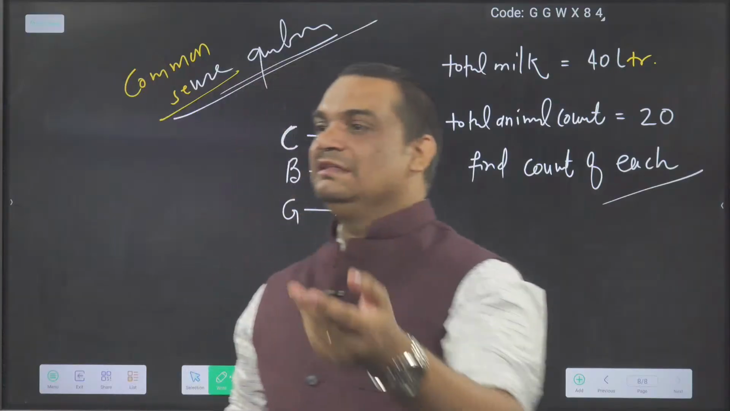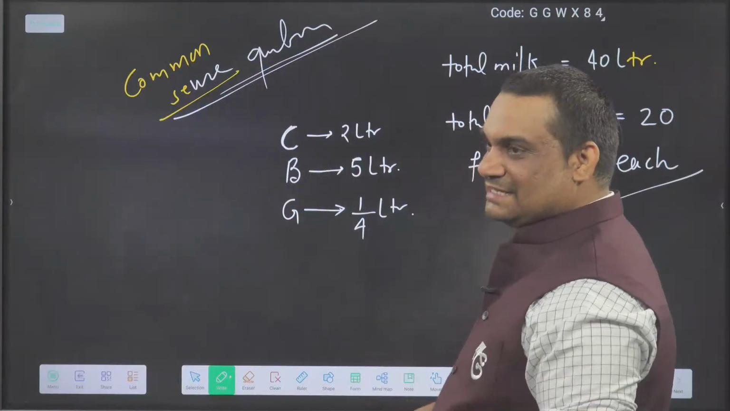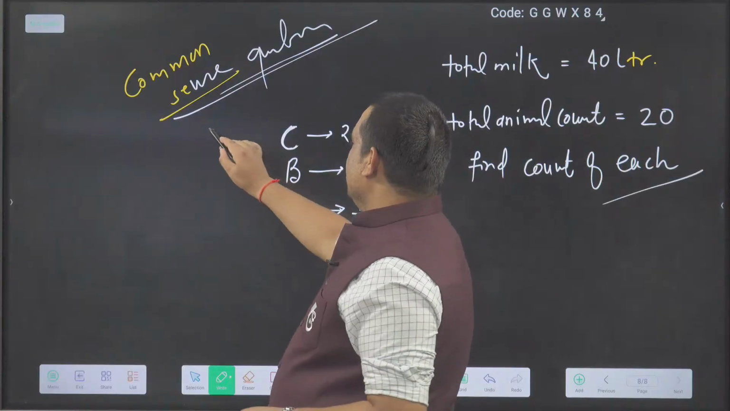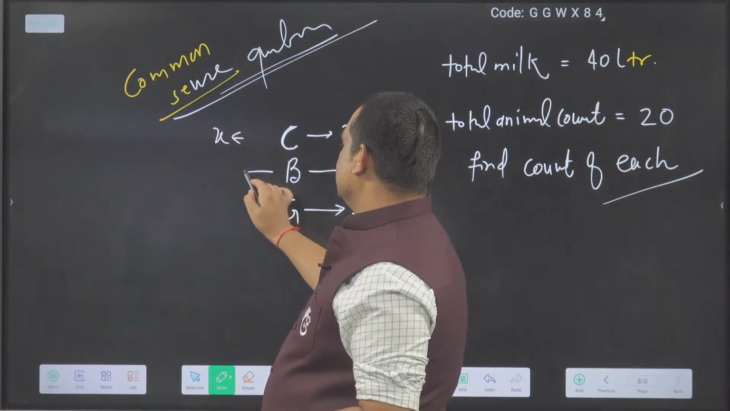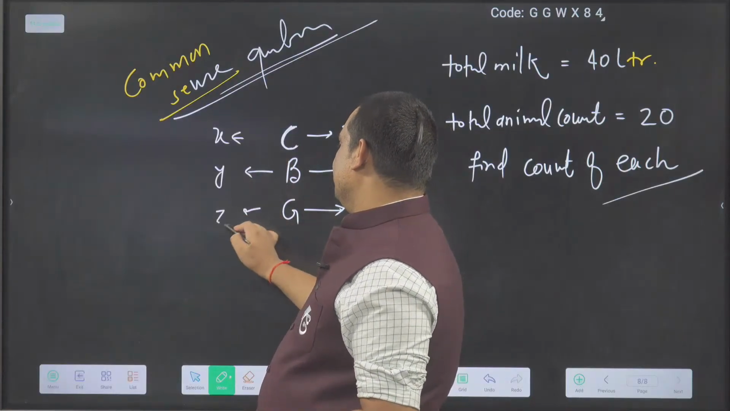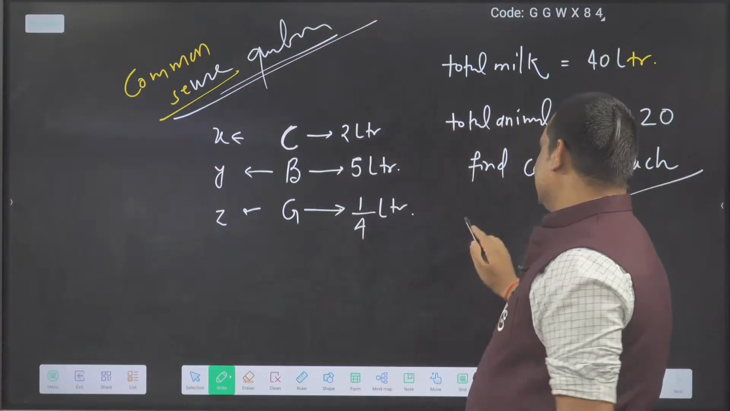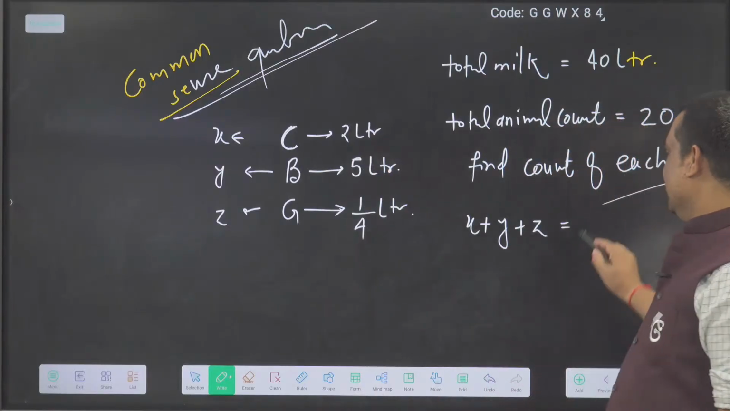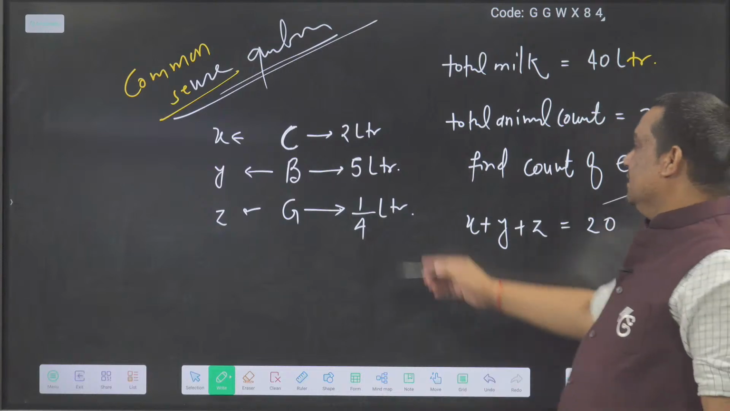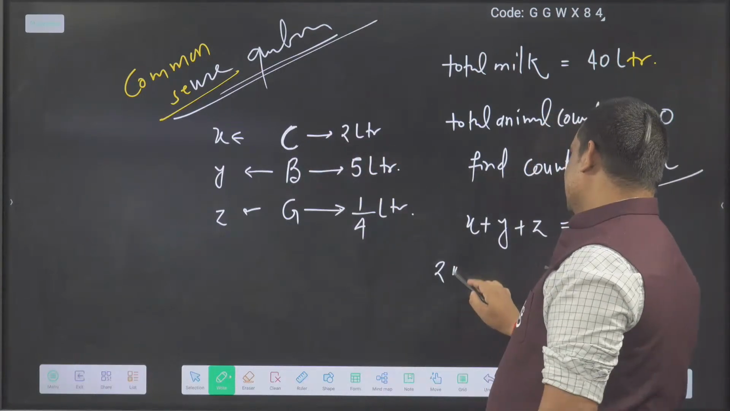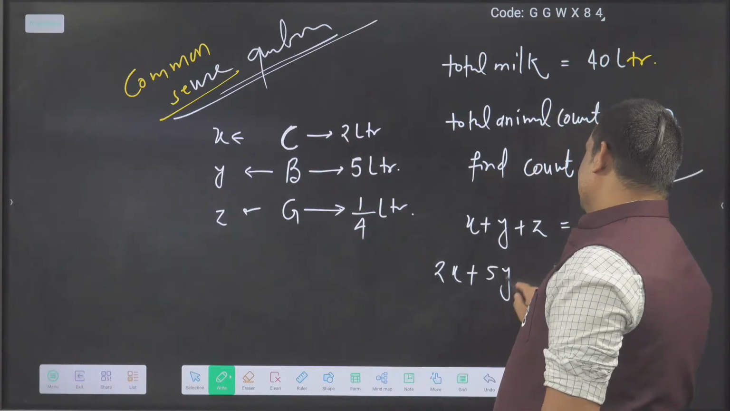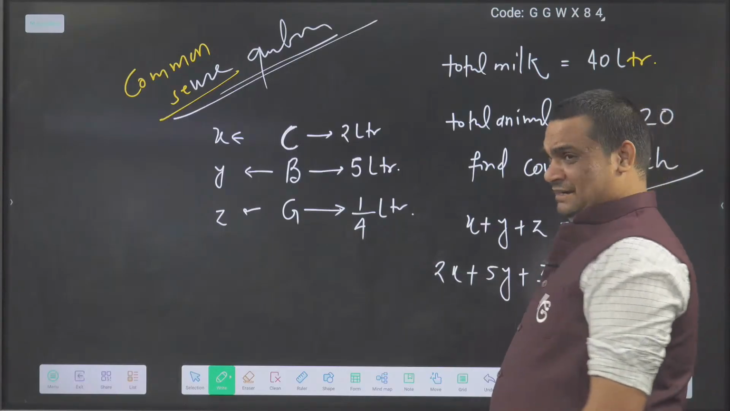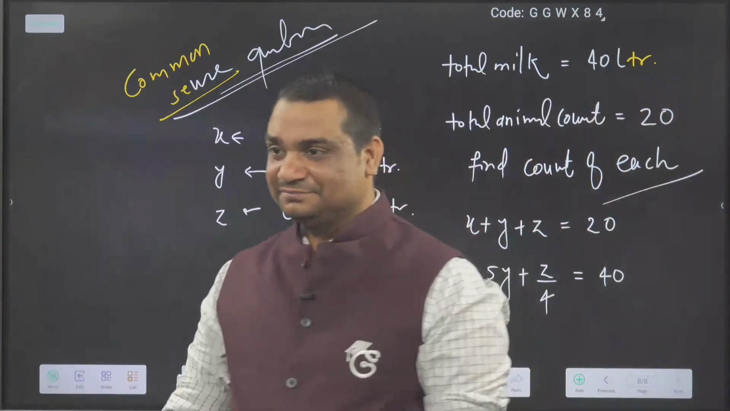If you want to solve this one mathematically, I'm not solving, I'm just saying here that if I assume this is x, this is y, and this is z number, you'll make two equations: x plus y plus z equal to 20, and this is giving 2, so you will make 2x plus 5y plus z by 4 equal to 40, and then you have to solve.